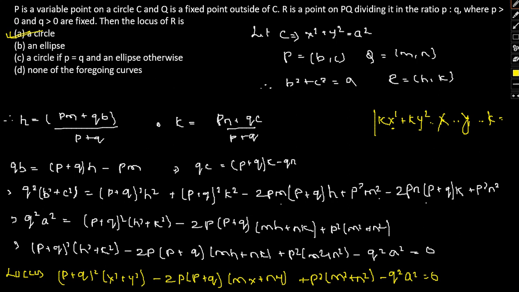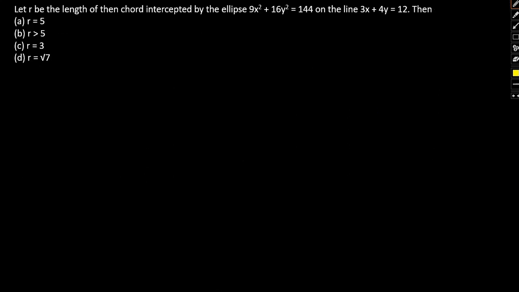So now let's move on to the next question. So the second question: let R be the length of the chord intercepted by the ellipse 9x squared plus 16y squared equal to 144 on the line 3x plus 4y equal to 12. Then we need to find the relation with respect to the radius or the length of the radius in general. So let's take a look.